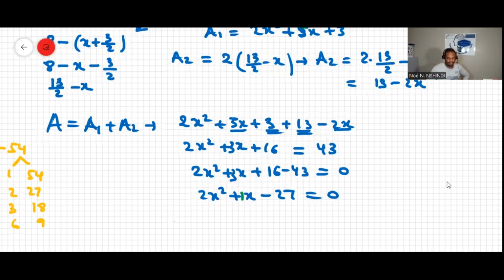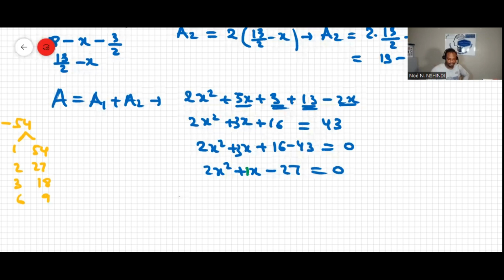Now, yes, plus 3x. So now, we're looking for a couple that can make sum equal to 3, and it's possible if it's minus 6 and plus 9. Now, the quadratic equation here can be written as 2x squared minus 6x plus 9x minus 27 equals 0. So note that this part is just positive 3x.